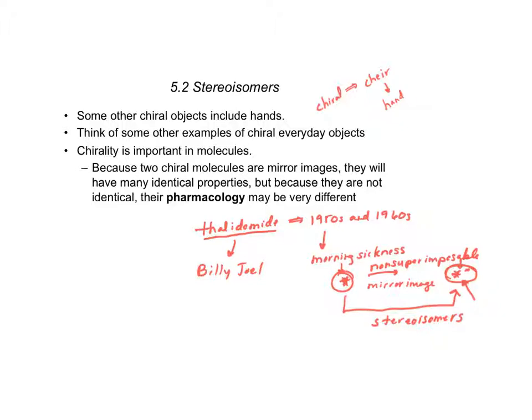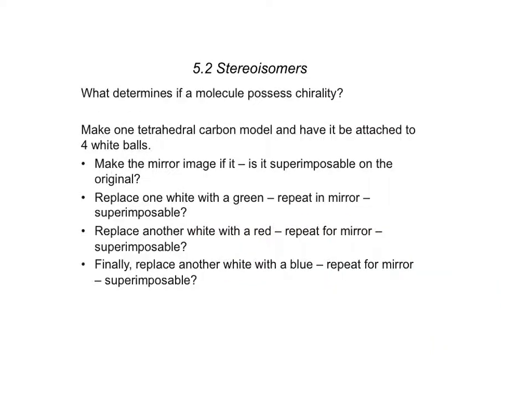So the question is, this is the reality: we do have molecules, and these molecules can potentially possess chirality, so we need to know that. How are we going to know whether or not something is chiral? Now we're going to go over the qualifications for chirality in a molecule. In class we did this activity with the model kits, so I'm just going to walk through that if you don't get the chance to do it.